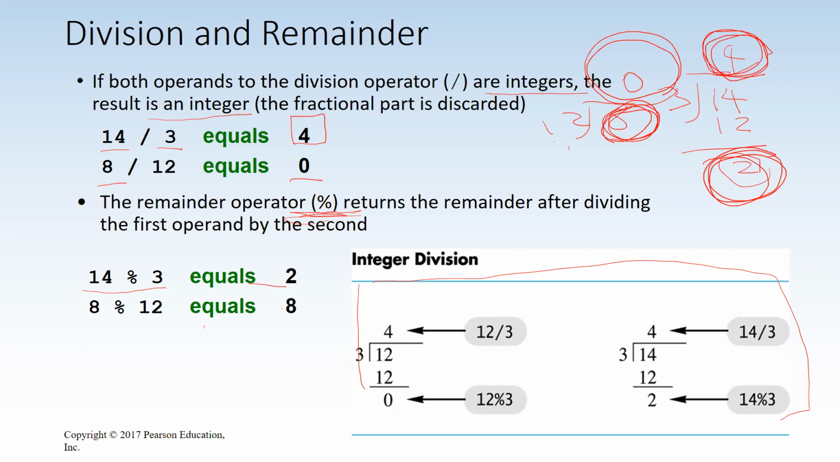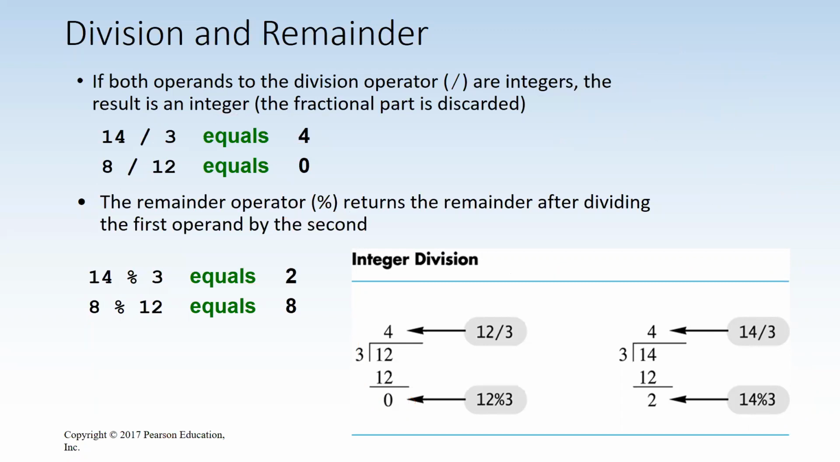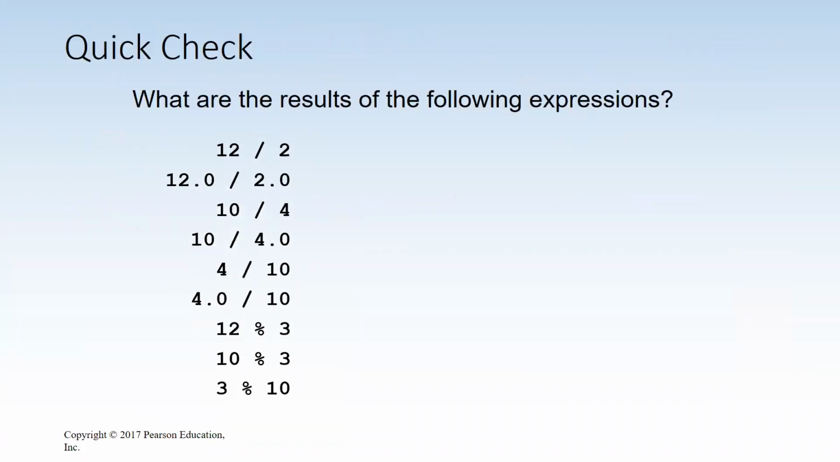No questions? Okay. If a number is a multiple of another number, the remainder is 0. You know, 12 is a multiple of 3, so the remainder is 0. And this is one way to test if a number is a multiple of another number. If one number modulus another gives you 0, that means the first number is a multiple of the second number. Okay.